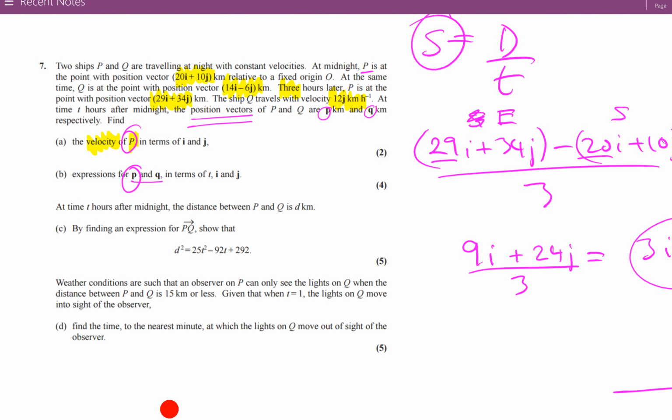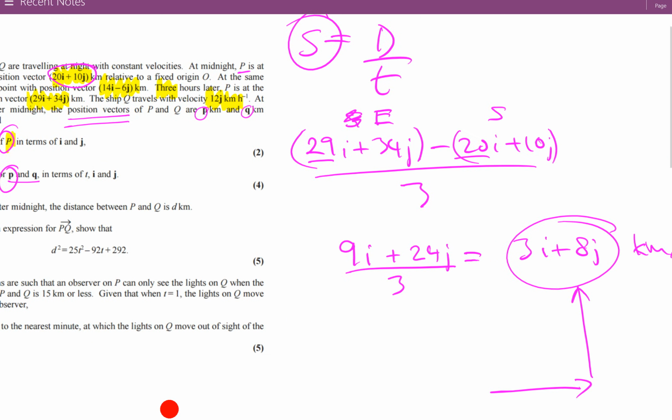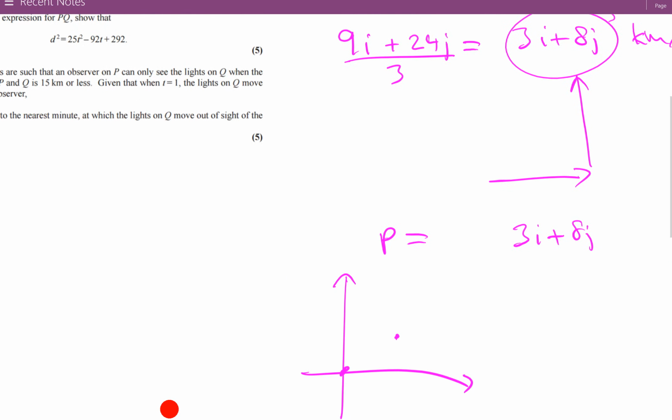Can you see it? 20i plus 10j. P starts from here. Can you see it? 20, 10. Yeah, so that is where it starts from. It didn't start from the origin, it started at 20. I'm going to move this a little bit to the side. There we go. Okay, 20i plus 10j. That's where it started from.